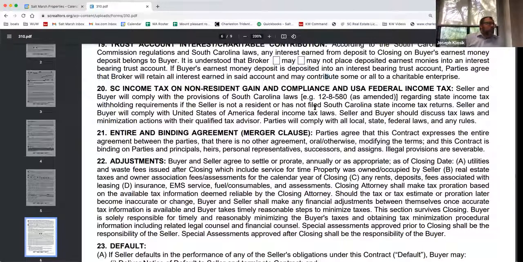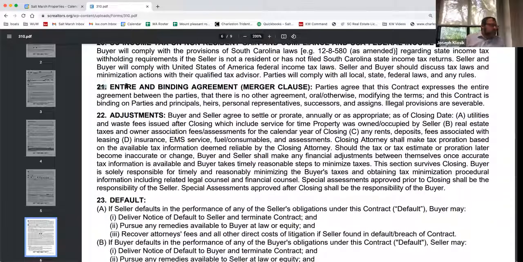Paragraph 20 says they will cooperate with the non-resident gain and comply at closing. The attorney will take out the proper taxes as calculated at closing. 21 basically says that what they've signed here is the entire binding agreement between the parties, that there are no other agreements, oral or otherwise, modifying the terms. That includes, but is not limited to, a pre-occupancy agreement, a leaseback agreement, additional money outside of closing. No other agreements between the parties of the contract can be outside of this one.